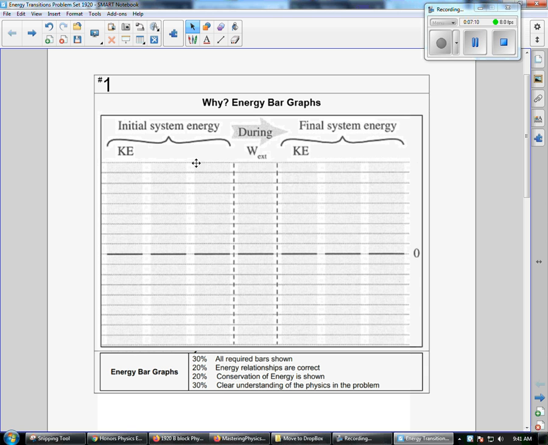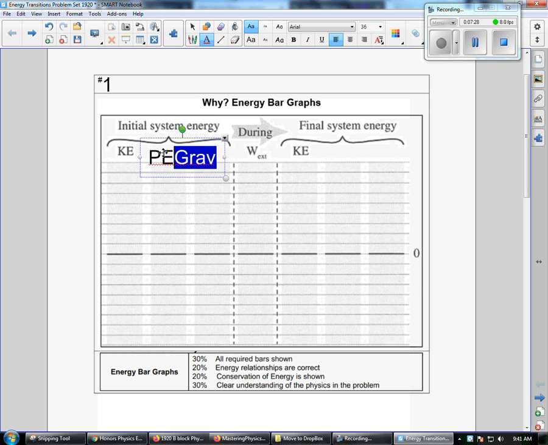I think that I'm going to use some PE grav here because the dog's moving upwards. So I'm going to put that in here. PE, and then grav, subscript. It's a little large, but you get the idea.